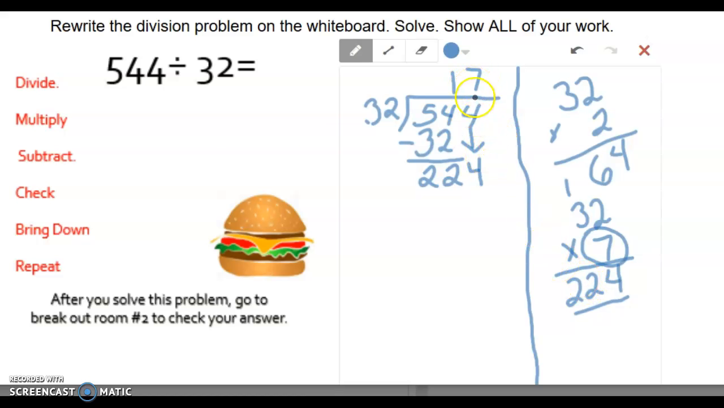So let's do this multiplying. 7 times 32 is 224. I want to subtract to find the difference, and I get 0 left over. So my final answer, my final quotient of 544 divided by 32 is 17.